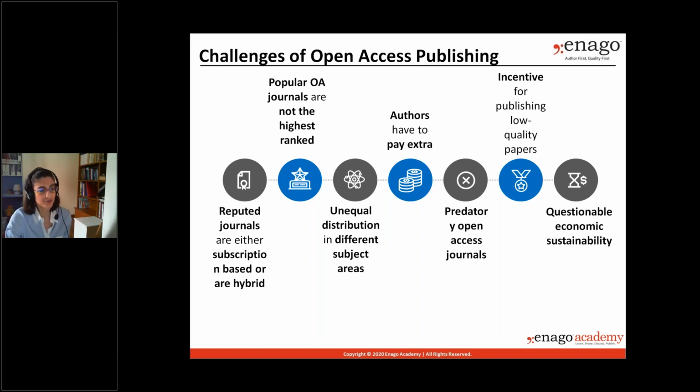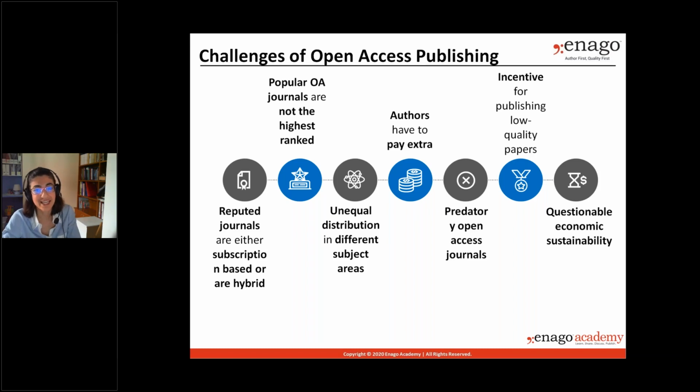Reputed journals are either subscription-based or are hybrid. Popular open access journals are not usually the highest ranked, not yet anyway. There is an equal distribution of open access journals in different subject areas. Authors have to pay extra, and it's important to pay attention to predatory open access journals.